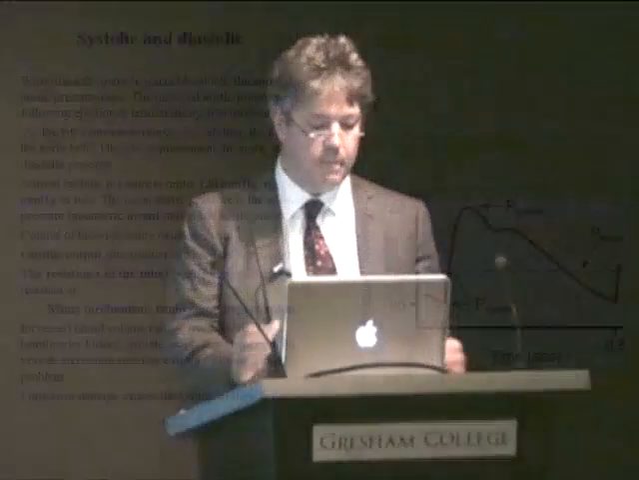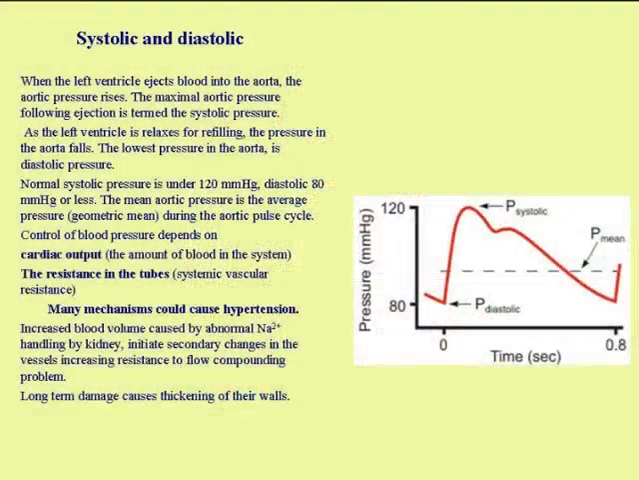We've mentioned systole and diastole. Systole is when the blood is being ejected by the left ventricle, the maximum pressure here, and the left ventricle then relaxes for refilling. The pressure in the aorta falls, and that is the diastolic pressure. Normally, this is 120, the systolic, and the diastolic should be 80 millimetres or less. It varies in certain populations, and it varies with age, and it varies with disease.